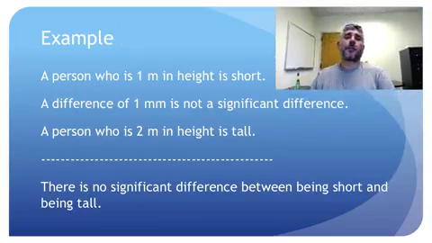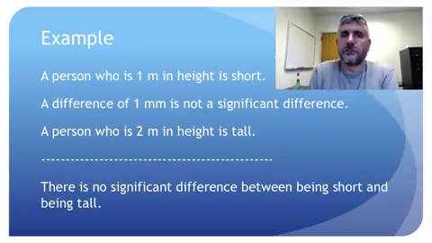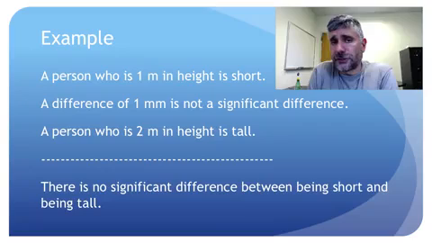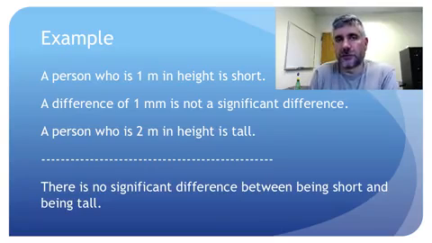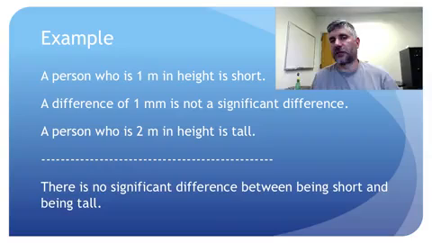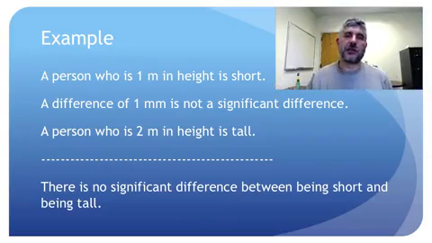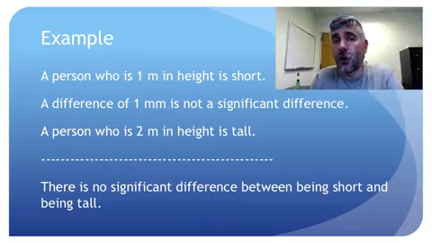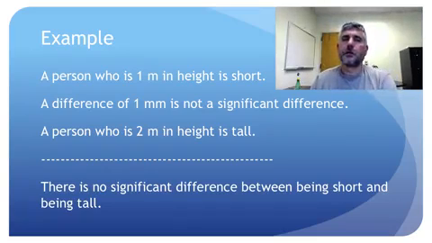Consider this argument. Premise 1. A person who is 1 meter in height is short. Premise 2. A difference of 1 millimeter is not a significant difference. Certainly not a significant difference in human height. Maybe it's a significant difference in some things, but not in human height. Premise 3. A person who is 2 meters in height is tall. Conclusion. There's no significant difference between being short and being tall.